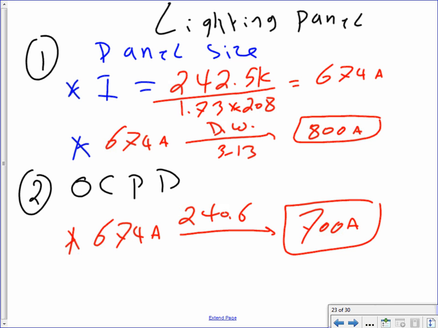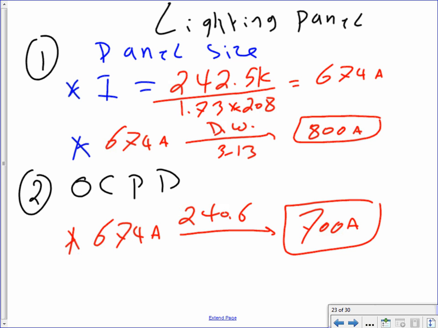Okay, so the size of my panel. Now, based on the code, Karen, the size of your panel is 700 amp. The size of your panel is the size of the overcurrent protection device. That's what the code says. Based on the equipment, the size of your panel is 800 amp. You buy an 800 amp panel with a main of 700. That's how you do it. But when you go through the code, the size of the panel always goes by the size of the overcurrent protection device.